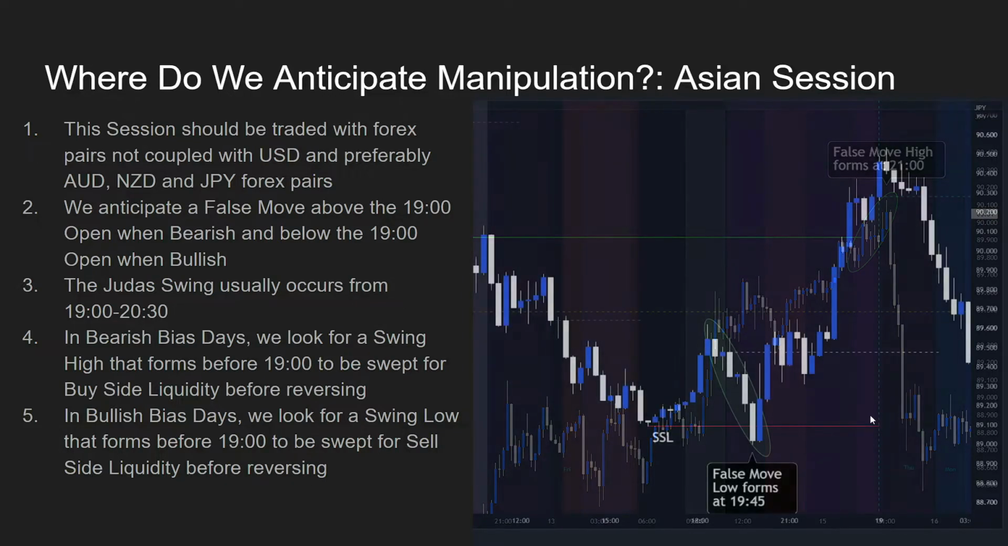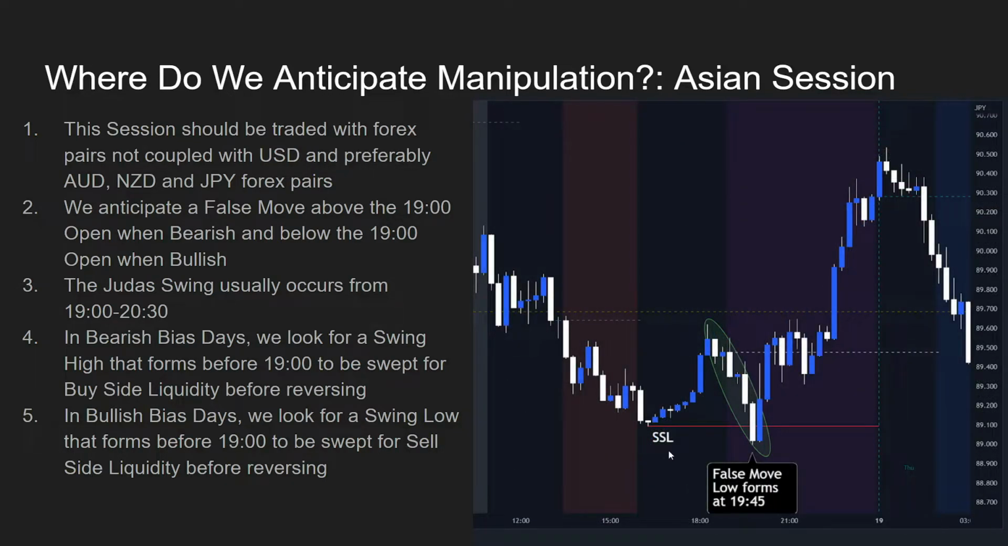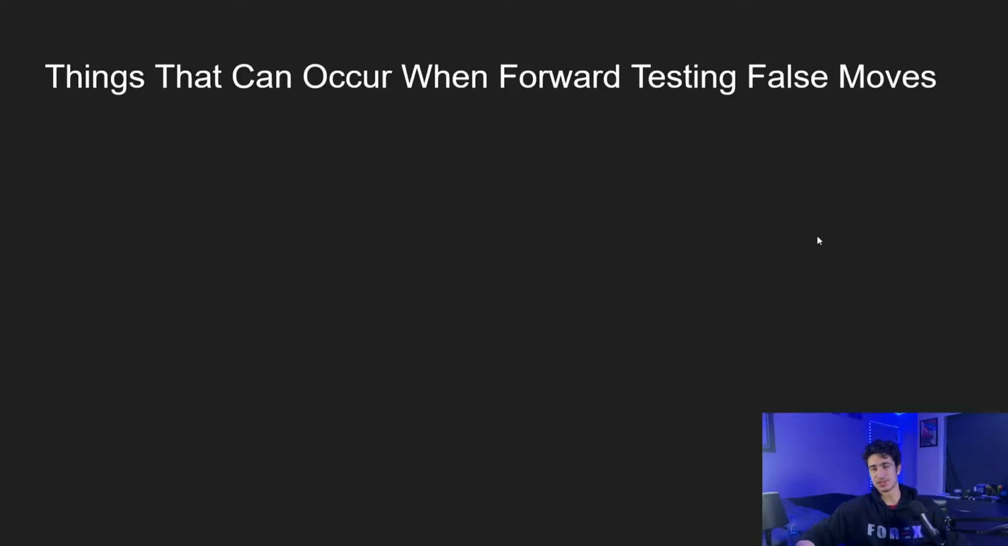So we have this false move, and we delineate this swing low that formed before 7 p.m. Here's a 7 p.m. horizontal line, and we ran lower below this swing low to capture sell side liquidity before continuing higher. This is a very nice move on this example, which moved 148 pips just in this session from low to high.